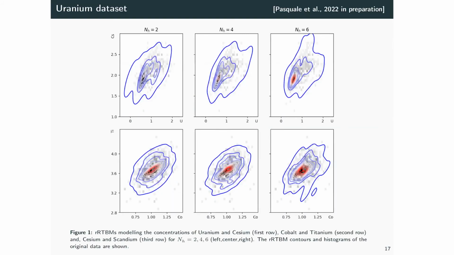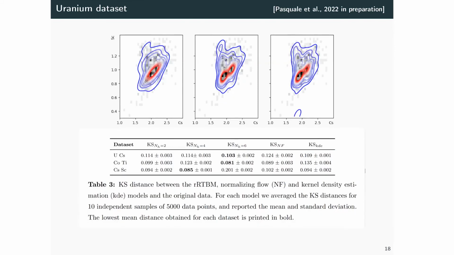And for example, we tried to test this uranium dataset, which is quite known in machine learning. And we can actually see that if we increase the number of hidden layers, we can usually find a better approximation of the density estimation, and we actually compare the performance of our model with some state-of-the-art models, for example, with the normalizing flow and kernel density estimation.